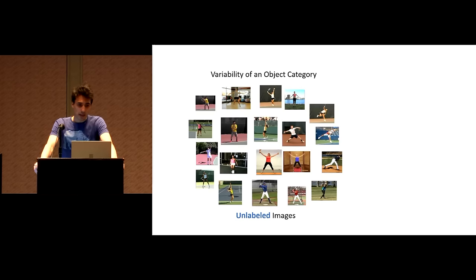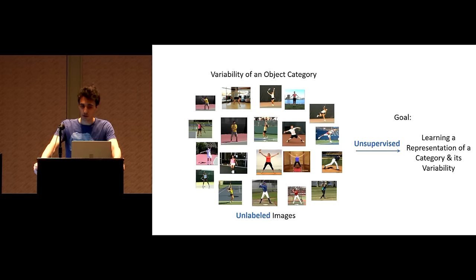Within a set of unlabeled images of an articulated object category, there's a lot of variability. There are many degrees of freedom. Our goal is to develop an unsupervised method by which we can learn a representation of the object category and its variability. What exactly do we mean by variability?